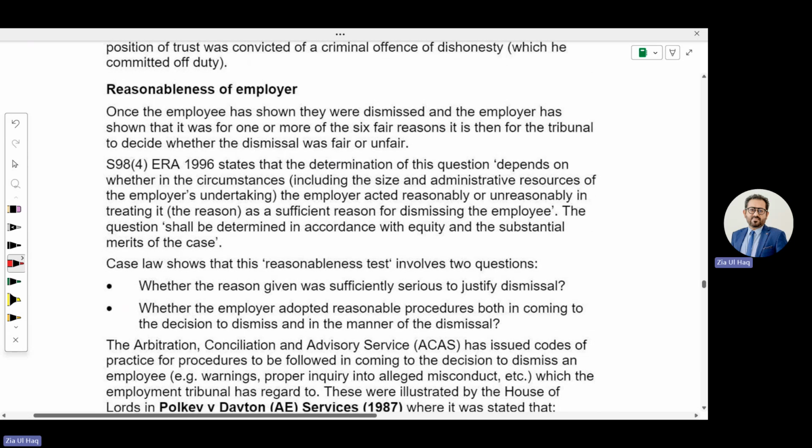On the reasonableness of the employer: once the employee has shown they were dismissed and the employer has shown that it was for one or more of the six fair reasons, it is then for the tribunal to decide whether the dismissal was fair or unfair.